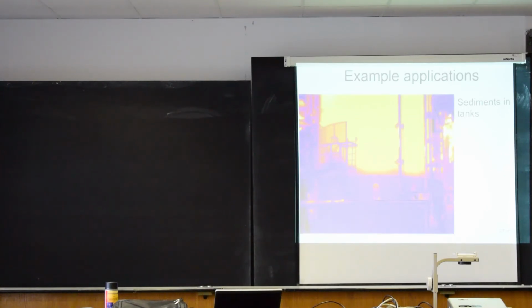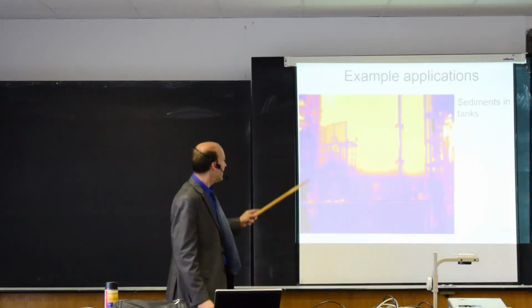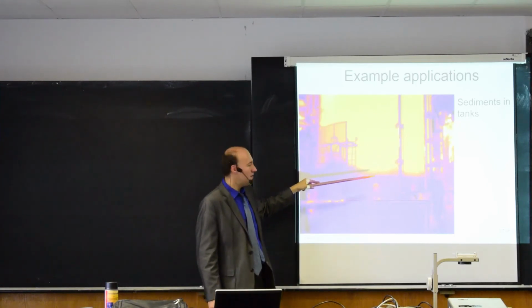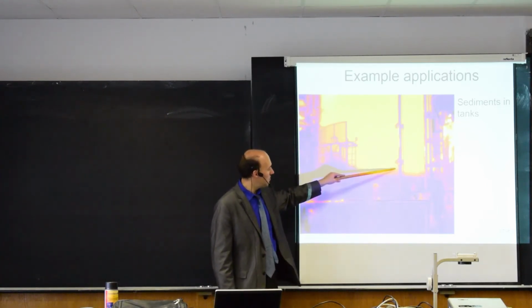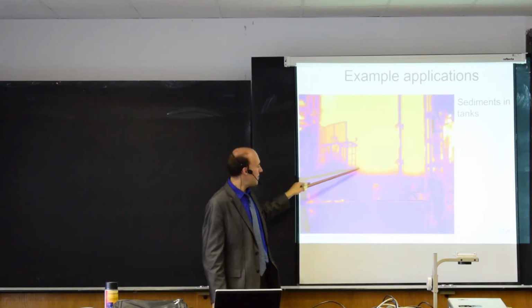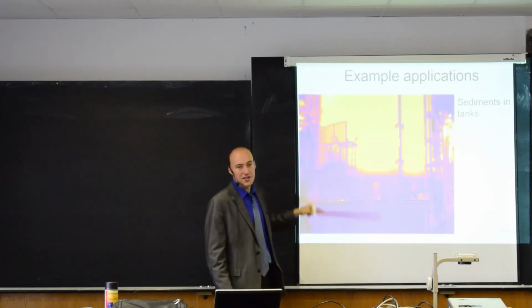Okay, so here that's an example of a tank. We see some liquid inside the tank, and if there are sediments on the bottom, we can see it over here simply because the temperature on the surface of the tank is a little bit smaller, and we can see that this is a sediment.